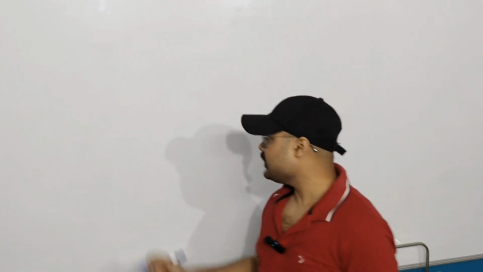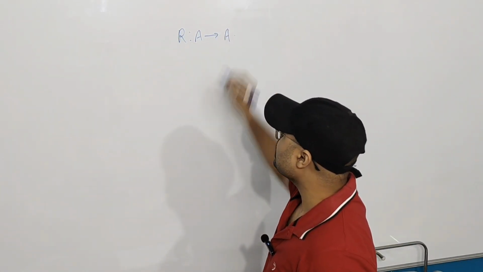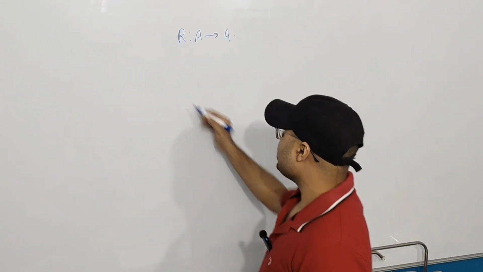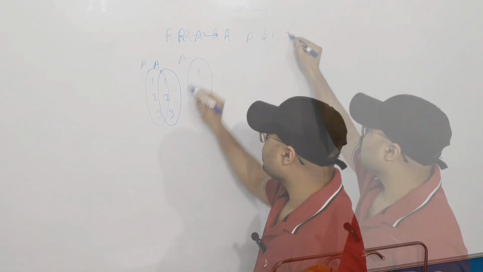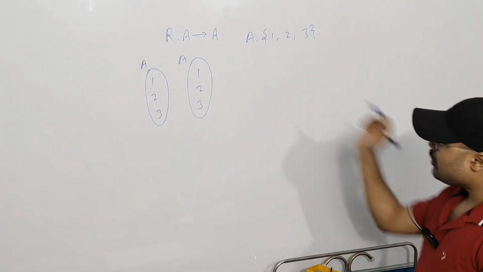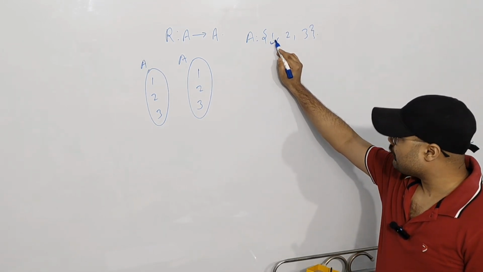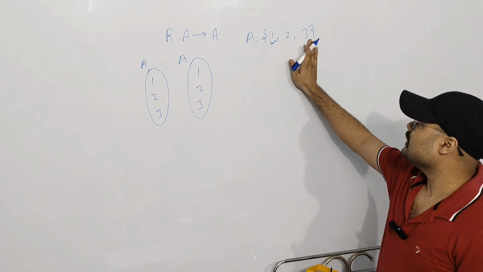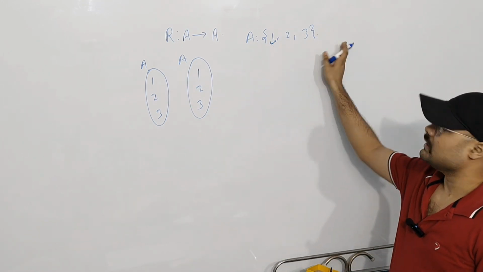Let's start with relations on the set A and different types of relations on set A. A relation on set A means that R is from A to A. Let's say A is {1, 2, 3}. Relation on set A means how an element of the same set is related to other elements, how any element of a set is related to other elements of the set.